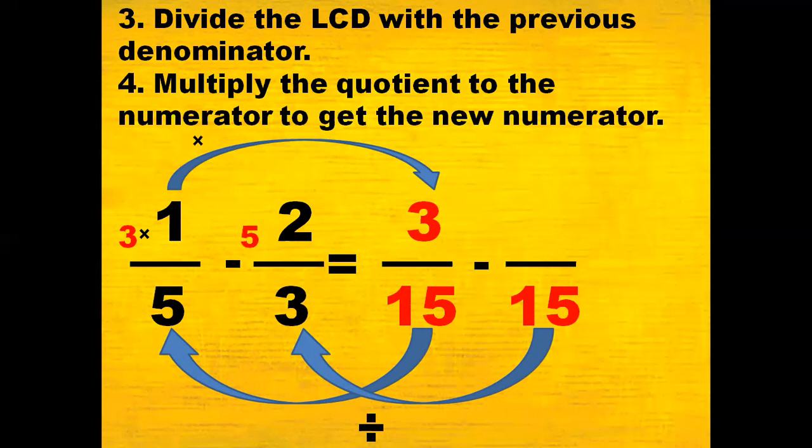5 times 2, the answer is 10. So the equivalent fraction of 1/5 is 3/15, and the equivalent fraction of 2/3 is 10/15. Since 3/15 and 10/15 are already similar fractions, we can now proceed in subtracting their numerators.